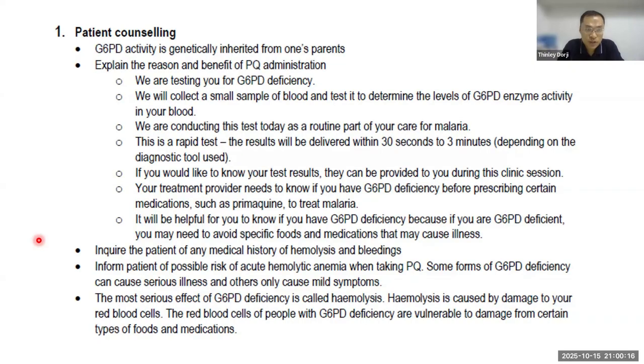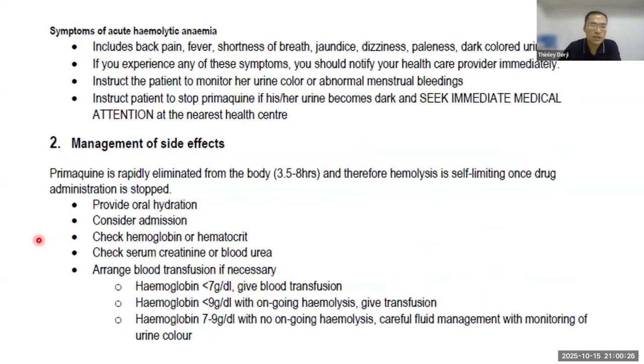Now, if there is G6PD deficiency, then we cannot give the high dose primaquine. Whenever you're going to do G6PD testing, please counsel your patient about the test that you're going to do, and then the main concern that primaquine may cause hemolysis. If there is hemolysis, usually what you need to do is to stop the medication, because primaquine has a half-life of up to 8 hours, and after you have stopped it, usually the ongoing hemolysis stops.